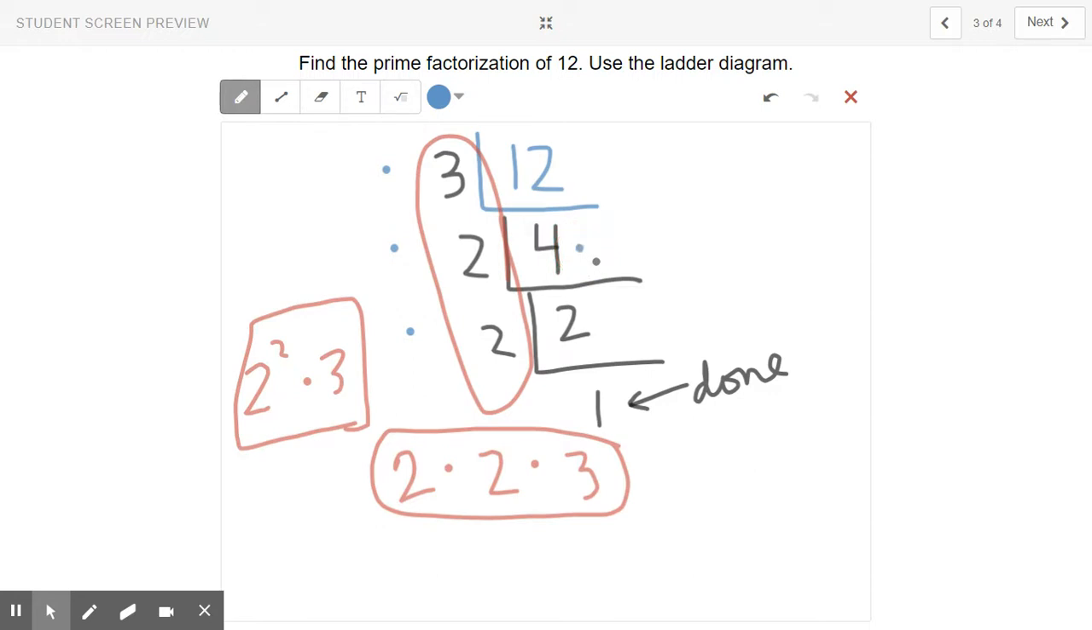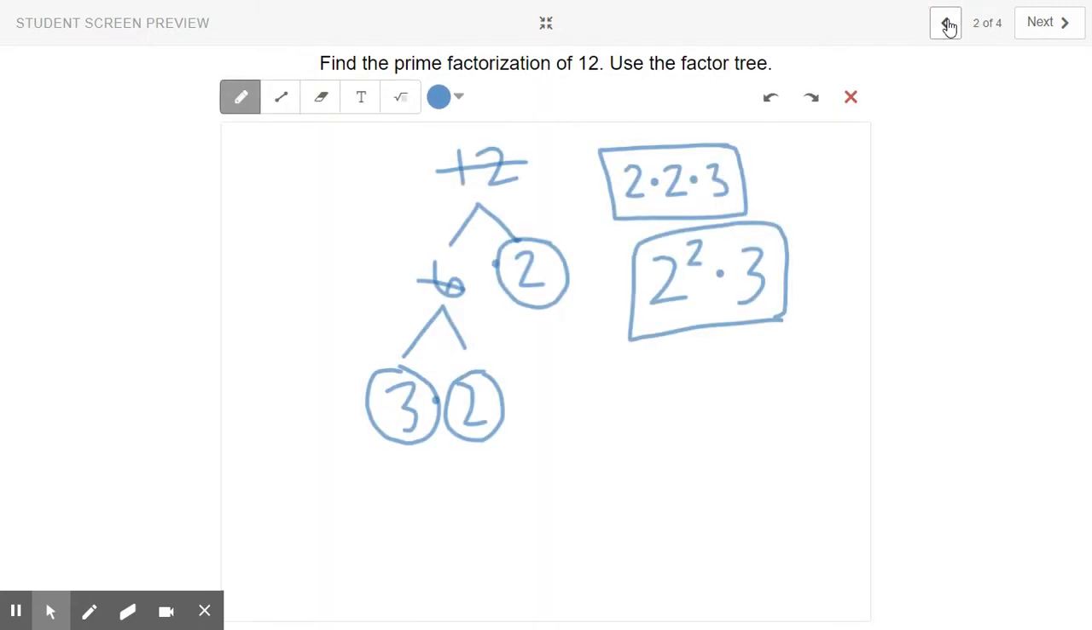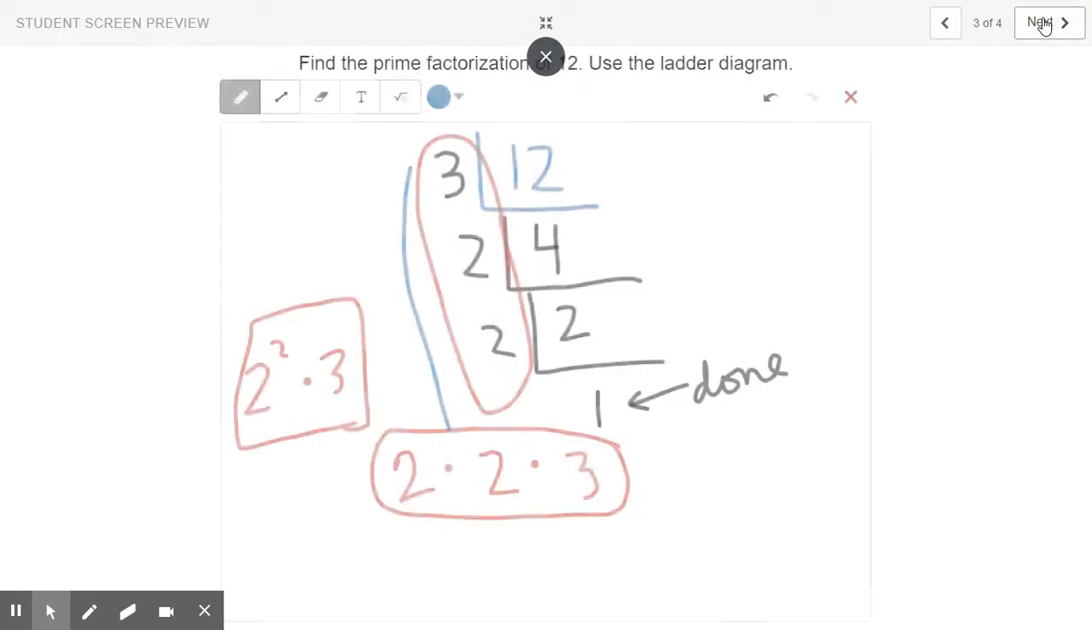So I move down here. I could pull a 2 out. 4 divided by 2 is 2. And then I could pull another 2 out. 2 divided by 2 is 1. And once you see 1 on the bottom, you're done. So then the factors on the left, we write in numerical order, 2 times 2 times 3, or 2 squared times 3. Now we did prime factorize 12 in the other problem, and if you notice, we did get the same answer. And that's how you use the ladder diagram.